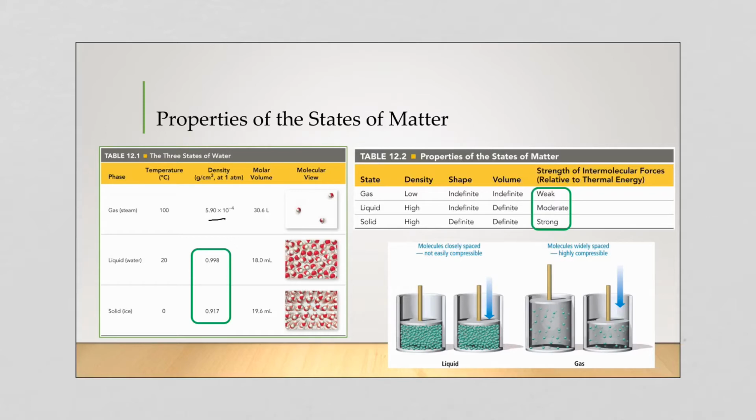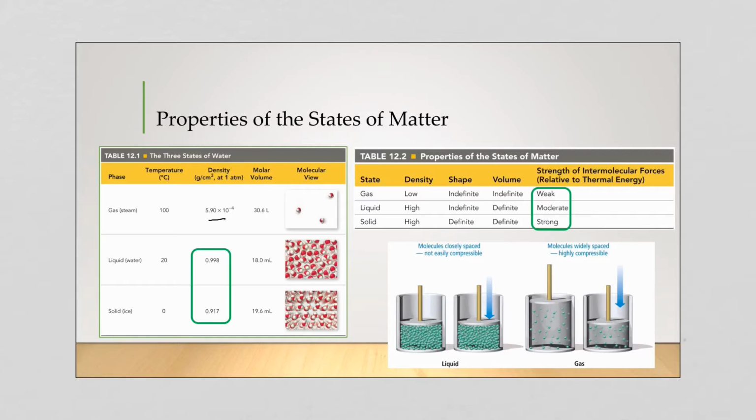Now, to go along with that, as the density goes up, the molar volume goes down. And the molar volume is, again, how much volume 1 mole of material would take up. So in a gas, that's going to be a huge amount. For steam, it's about 30 liters, would be the molar volume of steam. And for the liquid and the solid, it's going to be much less than that. In this case, about 18 to 19 milliliters. Notice the units here: 30.6 liters, 18 to 19 milliliters.